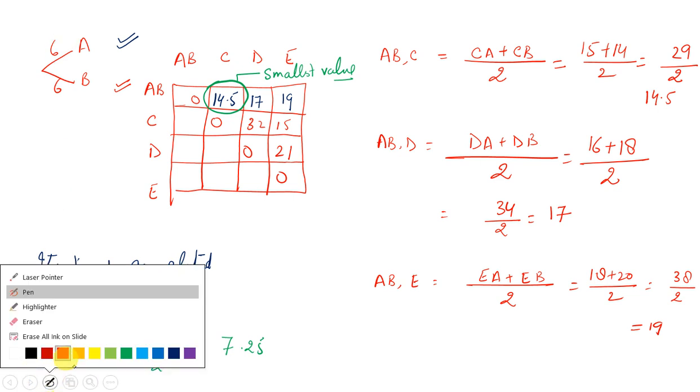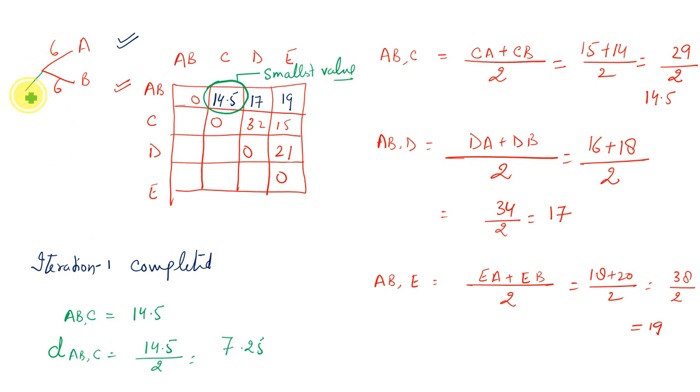The new branch which I am going to add here is C, and C is in combination with AB. The branch value was 7.25. Now this is the branch length of this complete branch. This complete branch was 7.25. So here already 7.25, and here 6 is already taken, so this value will be 1.25. I hope it is clear. So this is our second iteration.